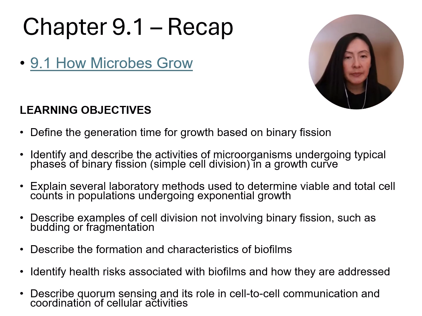For the third one, so examples of methods used to determine viable and total cell counts. So we talked about direct microscopic cell counts, like through that Petroff-Hausser chamber with the grids, and you count each of those square grids. We talked about viable plate counts using pour plate or spread plate or membrane filtration, where we count colonies and calculate colony forming units per milliliter. We also talked about the most probable number method for dilute samples like water testing, as well as some indirect methods such as measuring turbidity or cloudiness of a sample through the spectrophotometer.